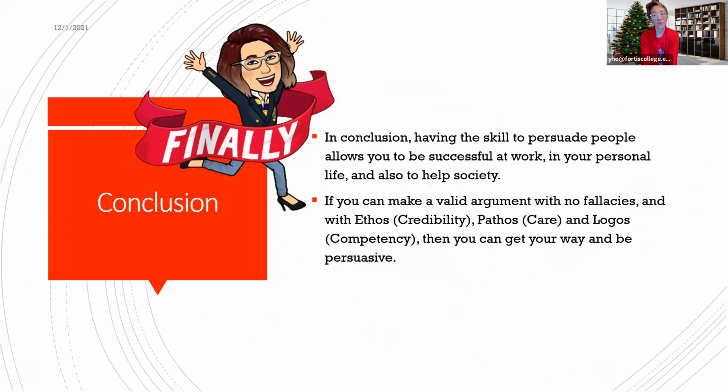So in conclusion, having the skill to persuade people allows you to be successful at work, in your personal life, and also to help society. If you can make a valid argument with no fallacies and with ethos, credibility, pathos, care, and logos, competency, then you can get your way and be persuasive and be a successful person. So this is the end of this essay.